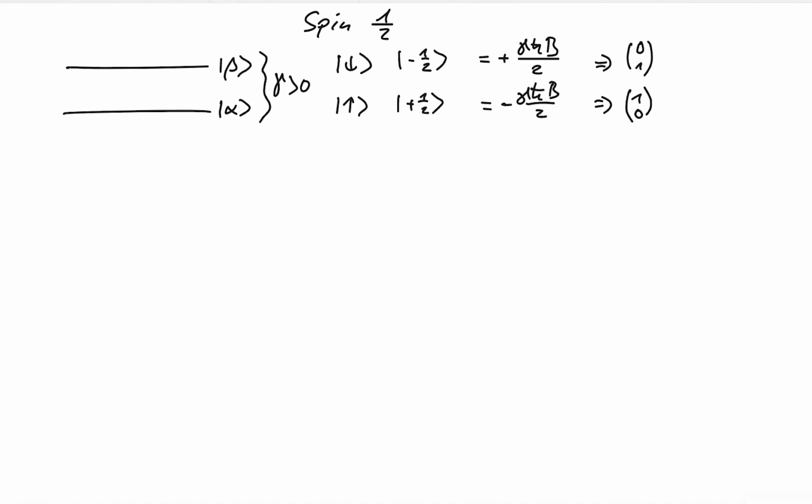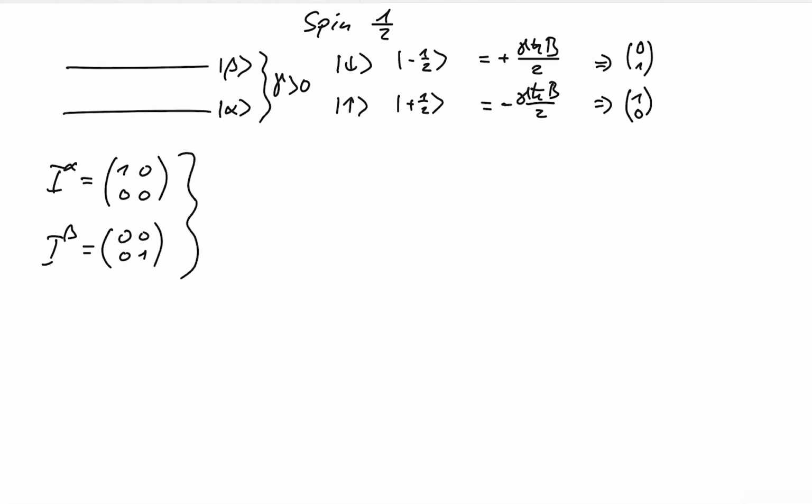Now we can measure the states and different transitions. And if you want to measure what is the population of state alpha, then we can use a simple operator called I alpha, which is represented by a matrix 1, 0, 0, 0. And you can also do the same for the beta state, which is then given by the matrix 0, 0, 0, 1. And these 2 operators are called the polarization operators.